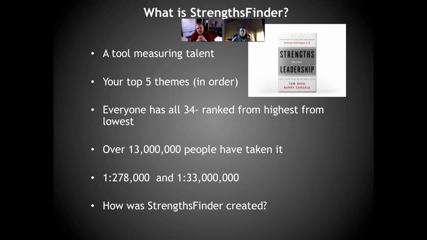And then the other thing that's really helpful is to know your bottom few. Like I know that Includer's my 34, Positivity is my 33, and Harmony is my 32. So I know that in some environments, people might perceive me as a little more abrupt, or just not as socially sensitive. But they'd be wrong, because I'm very socially sensitive.